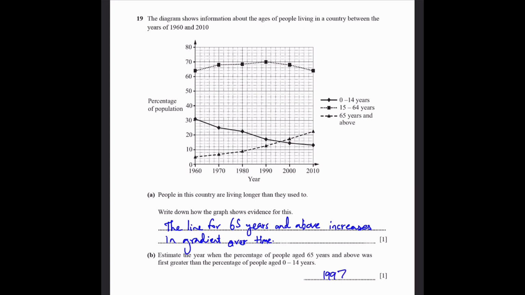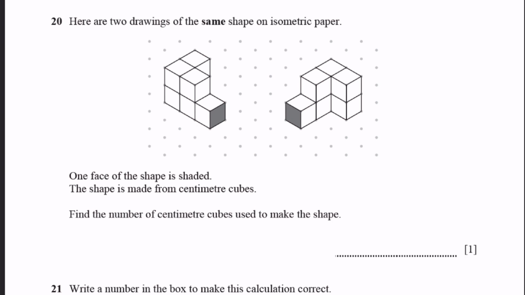Let's go to question 20. Here are the two drawings of the same shape on isometric paper. One face of the shape is shaded. The shape is made from centimeter cubes. Find the number of centimeter cubes used to make the shape. Let's see the number of centimeter cubes.